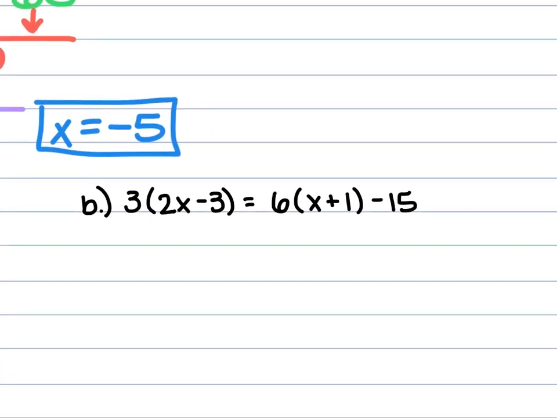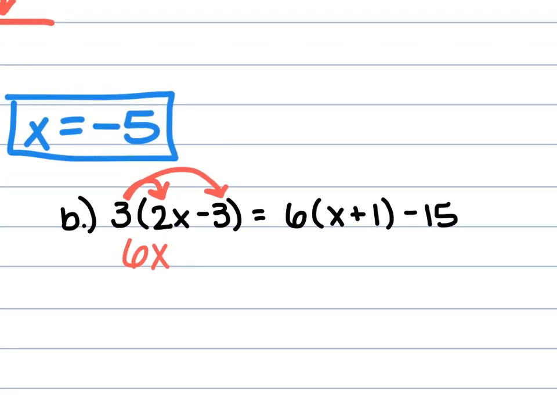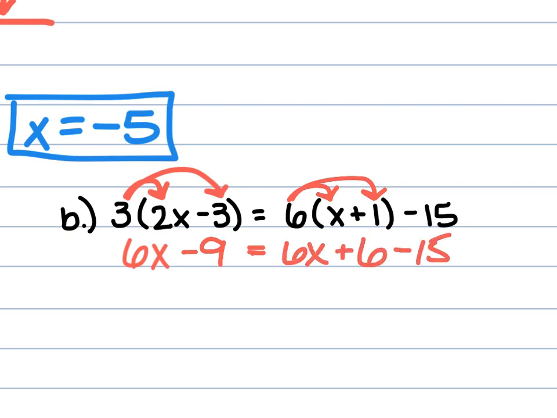If we look at example B, we have 3 times 2x minus 3 is equal to 6 times x plus 1 minus 15. So on the left side, we're going to distribute that 3. The 3 times the 2x is 6x. The 3 times negative 3 is negative 9 is equal to, drop that down. Then on the right side, distribute that 6. 6 times x is 6x. 6 times 1 is positive 6.